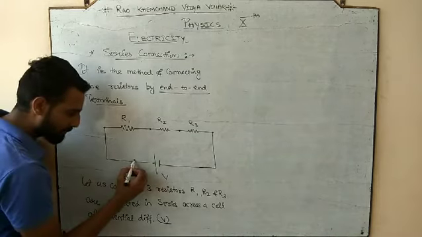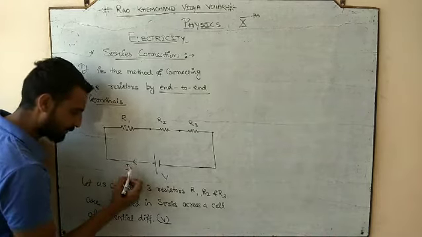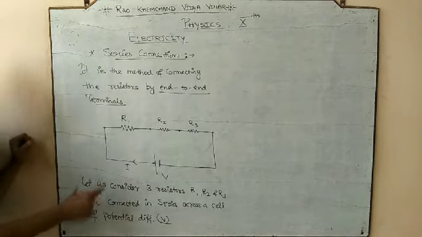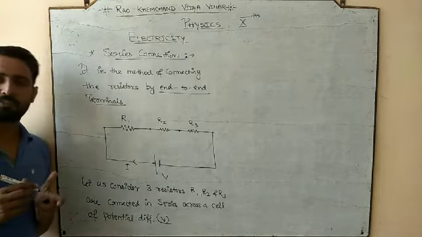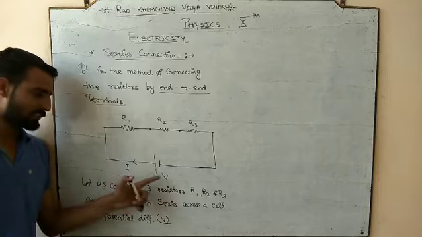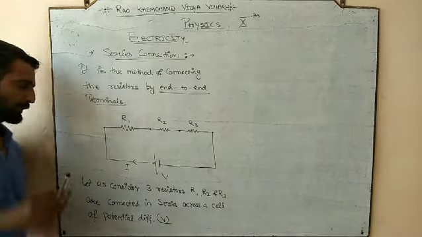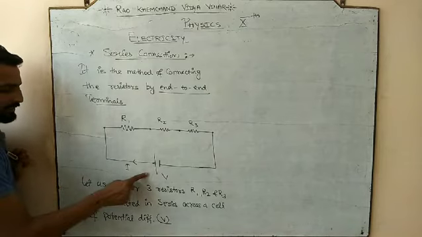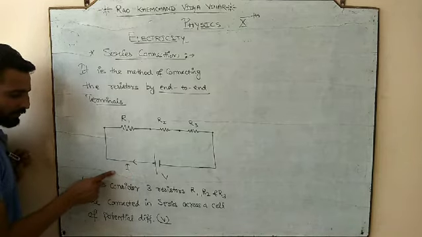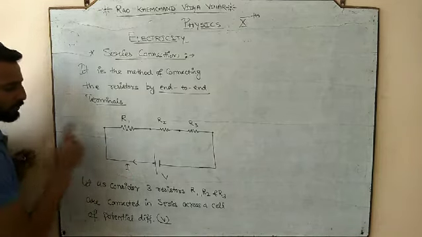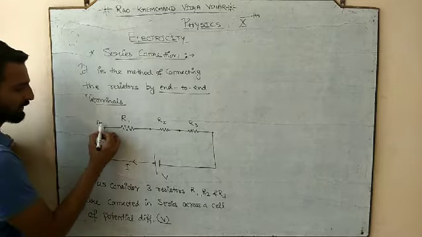Let's suppose because of that cell, I is the amount of current which is flowing through it. So everyone check this out. This I amount of current will flow from here to this point. Let's suppose this point is A.